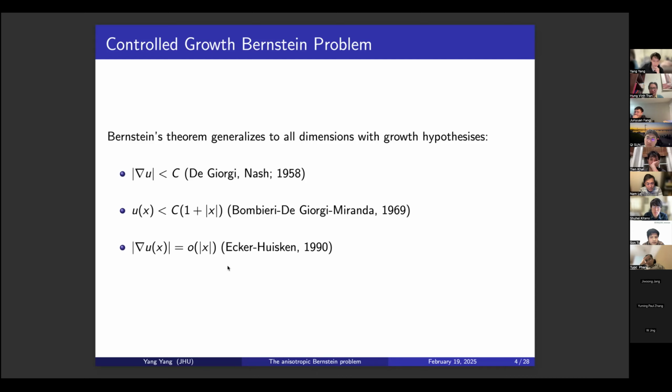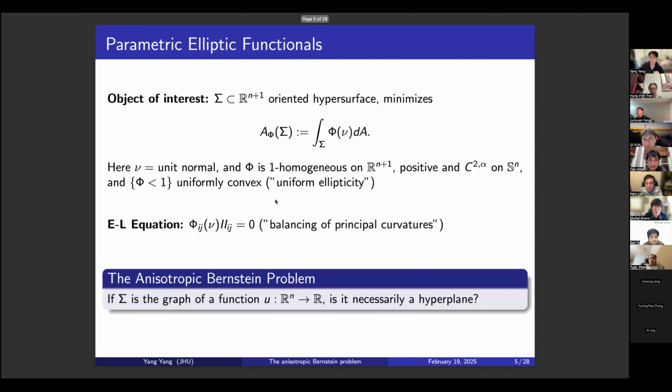Okay, so at this point, I basically finished discussing the Bernstein problem for the minimal surface equation, and I want to move in a slightly different direction. The direction is motivated by the question of whether the minimal surface equation may be just part of a family of more general elliptic equations for which the Bernstein theorem holds. And the answer to this question is yes.